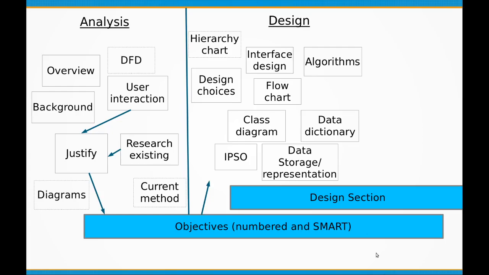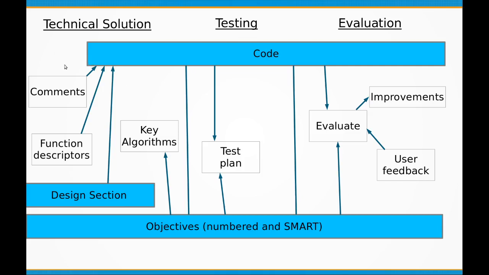So you've got the objectives, which are carrying on throughout the project, and the design section, which is going on to the next bit. So after you've done your design, you've kind of got your technical solution. And you'll notice the objectives is still coming through, underlining everything. Your design section is coming into this, and that's influencing your code. Make sure you have comments. Function descriptors are good, so either in your code or separately have, okay, this is a function, takes this as an input, this is an output, it does this.